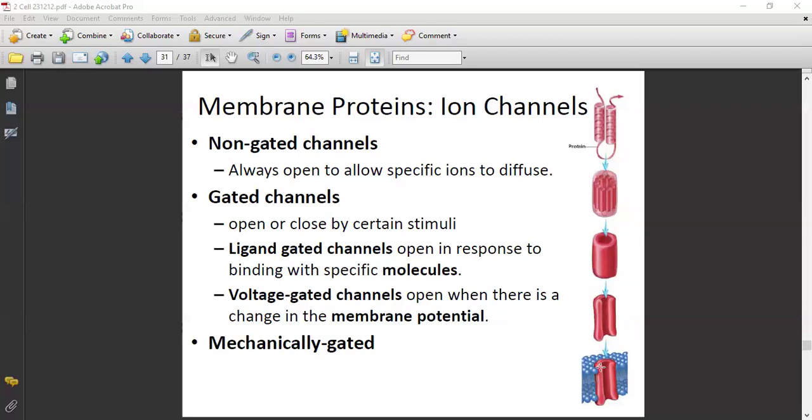sensory receptors, sensory neurons. For example, your finger, right? When you touch the table, you feel it. Why is it? Because you provide a mechanical deformation to your membrane channel. So when you touch it, you distort it, and by distorting it, you cause it to open. Ions will flow through and cause stimulation.